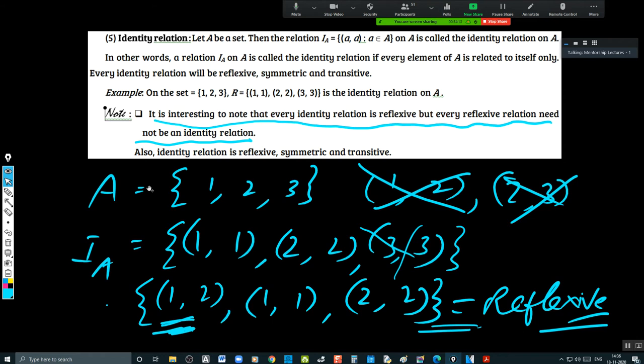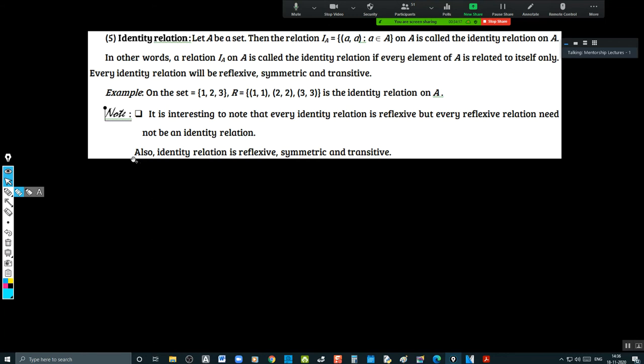Now, let us say this also: identity relation is reflexive, symmetric, and transitive. Obviously, identity relation is reflexive, symmetric, and transitive, because it contains 1,1, 2,2, 3,3. It will become symmetric and as well transitive. So this is what identity relation is. Okay. Any more, please?